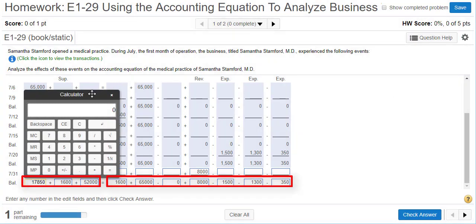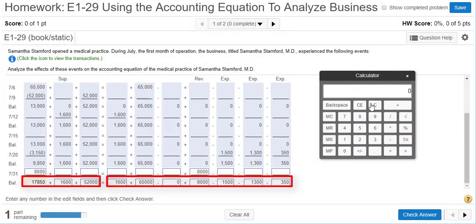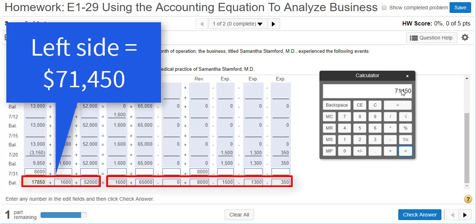So here's our calculator. On the left side, we've got 17,850 plus 1,600 plus 52,000. So 71,450. So I need to remember that number, 71,450. And we write that down, 71,450.